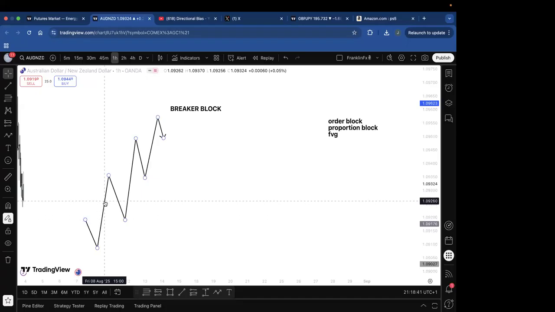And now, listen to me very, very well. I'm going to give you a simple definition of what a breaker block is in a way that you should not ever forget it. A breaker block is a failed order block. It's a failed order block. Whenever an order block could not hold the momentum of the market, you get a breaker block. And after an order block gets broken, it becomes a breaker. There is a high tendency of market returning back to that breaker block and reacting from that particular point.